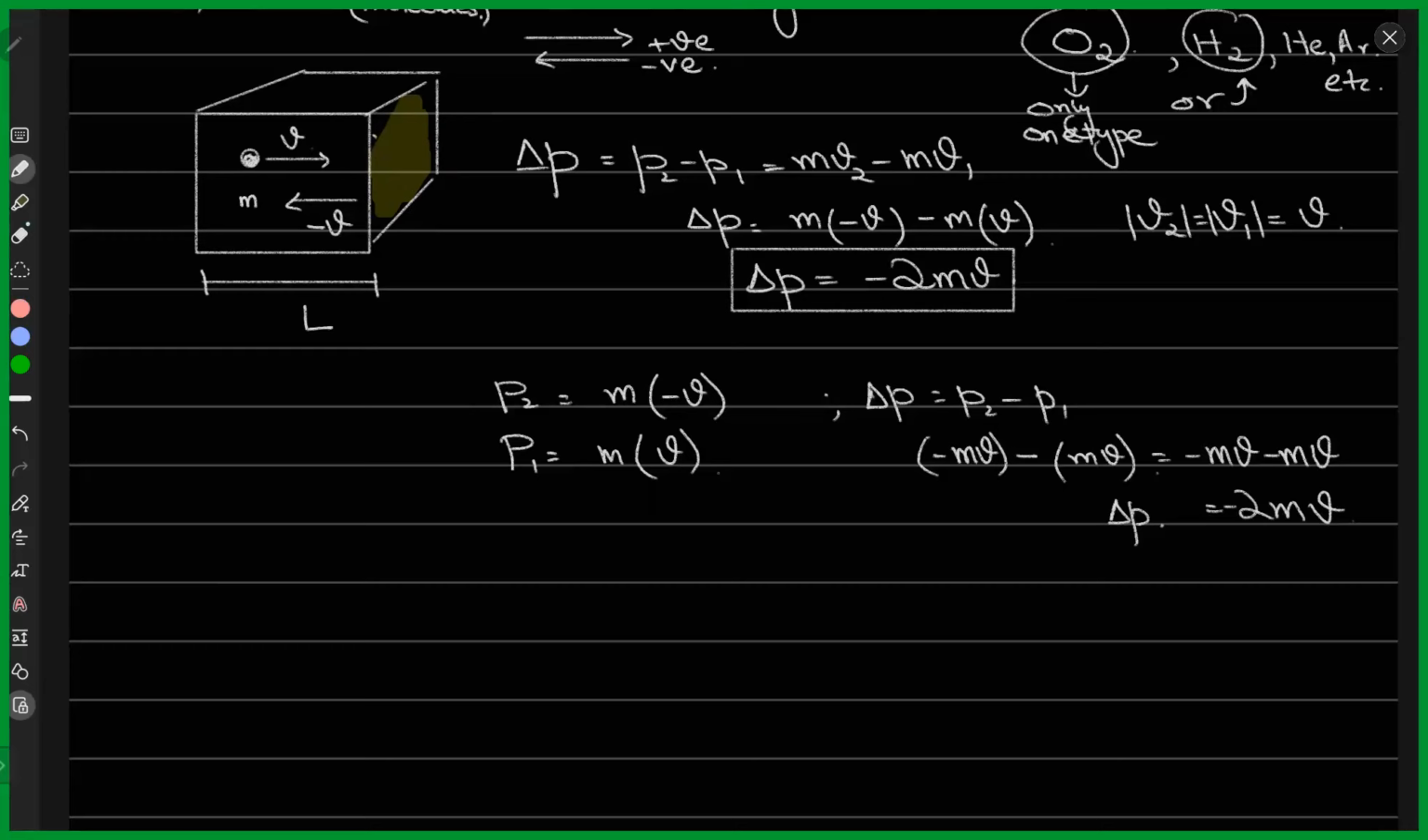Let me try to do it in this way. So this is the molecule, right? It comes here, hits this wall, so it has traveled a distance of L. Now it moves back like this, and when it is going to again hit the wall, it would have traveled another distance of L, which means that in total the molecule is traveling a distance of 2L, right?